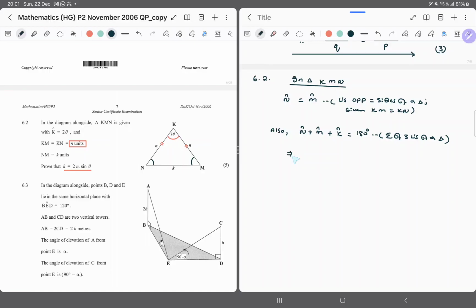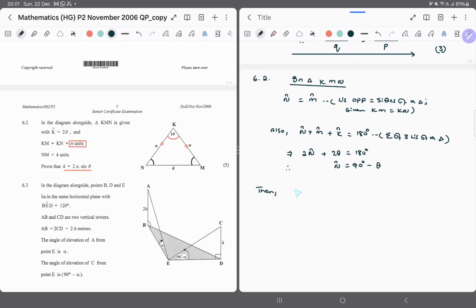This implies, now we said these two are equal. We can decide to use n. So we can say 2 times angle n plus k, which is 2 theta, is going to be equal to 180. Now I don't want to prolong this inevitable situation. We transpose this and divide by 2. This is 90 degrees minus theta. Nice and easy. Okay, now we know that.